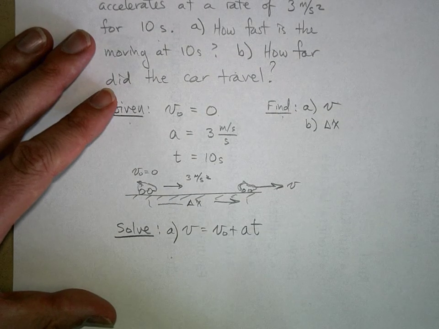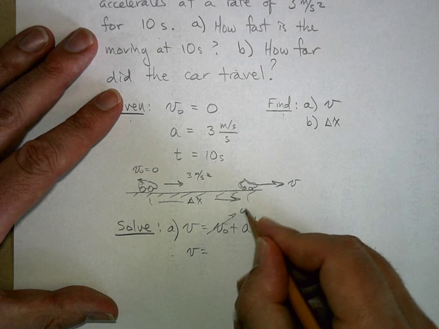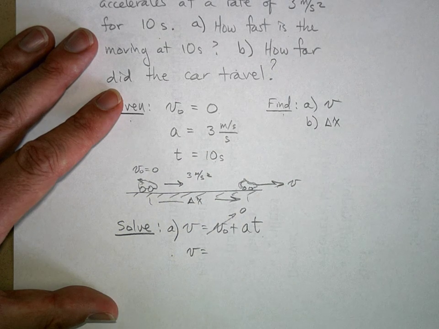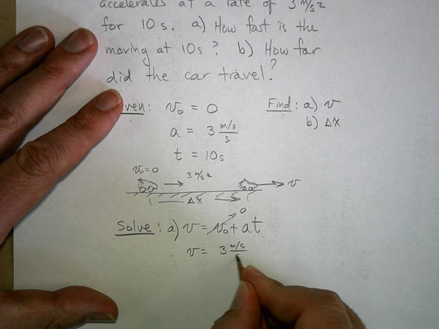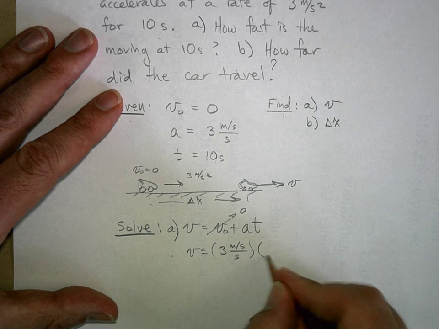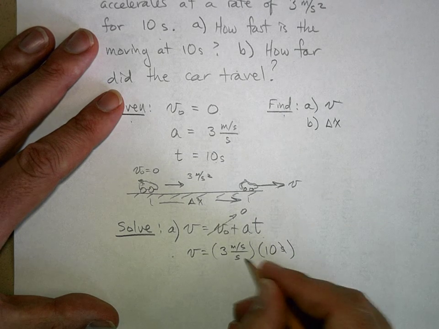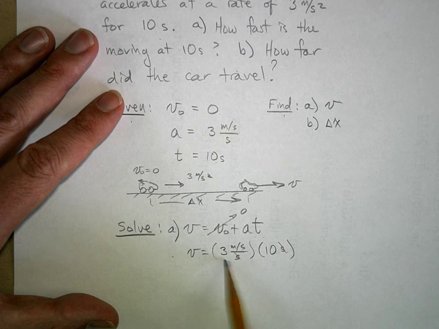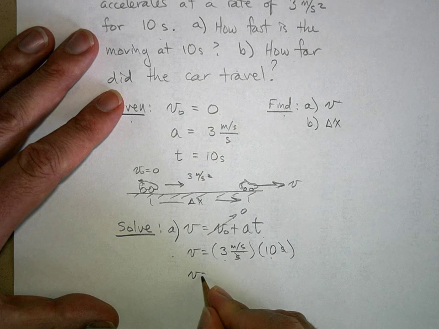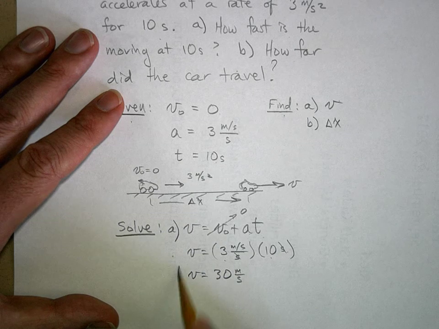So v equals, now I can do this. v naught is 0, so it's just a times t, 3 meters per second every second. We're going to do that for 10 seconds. Cross off your units. And I'm left with 3 times 10 is 30. 30 meters per second. Box your answer, please.